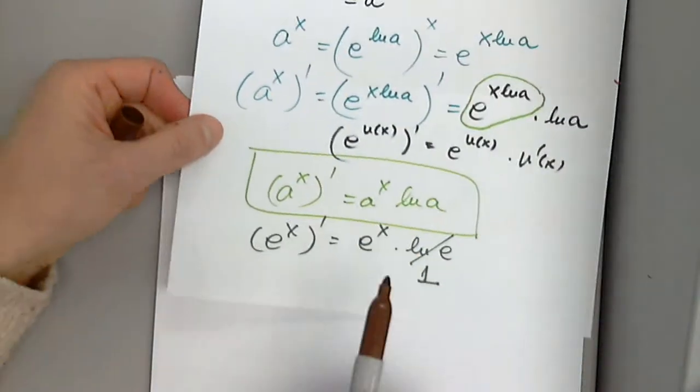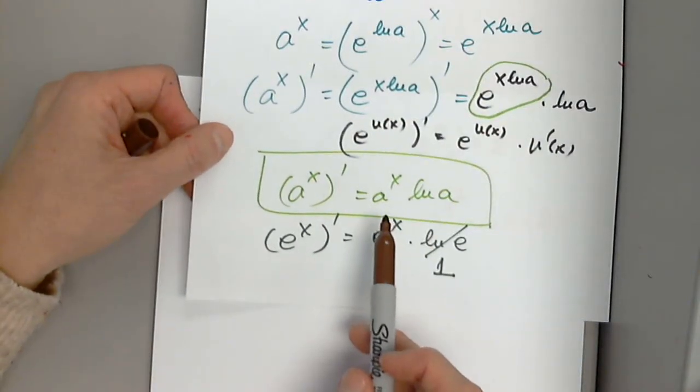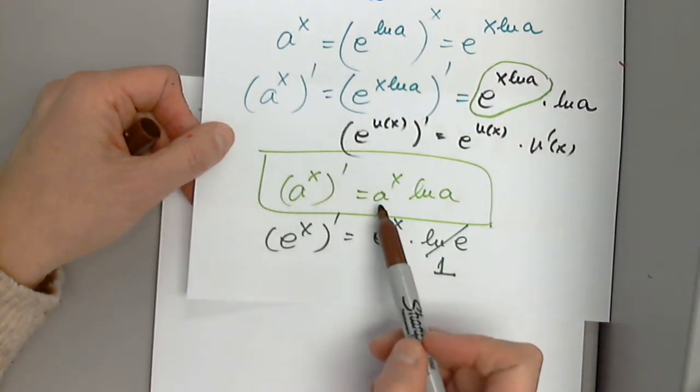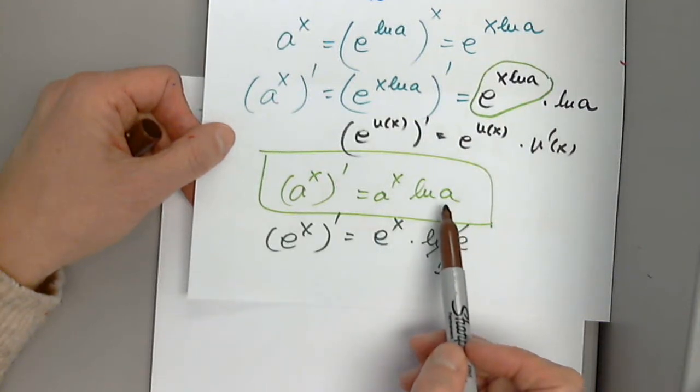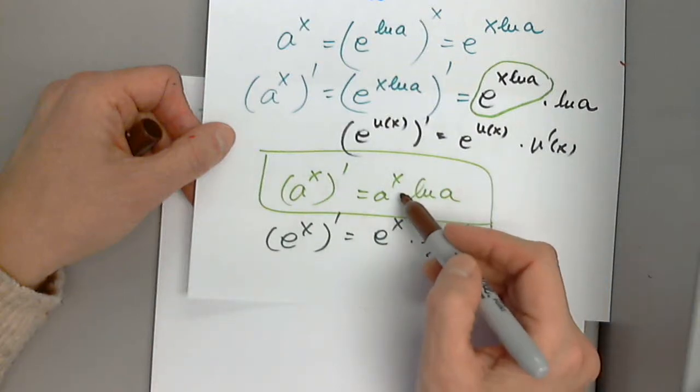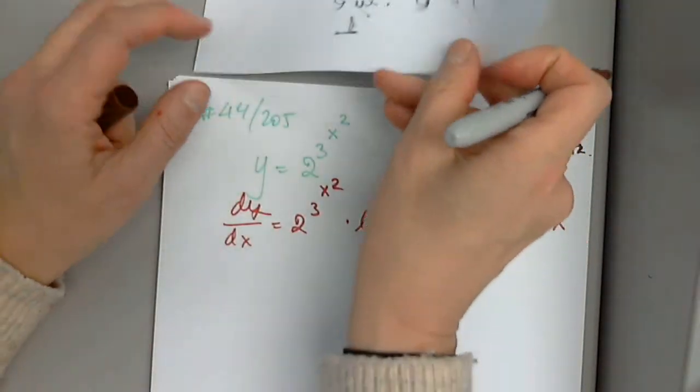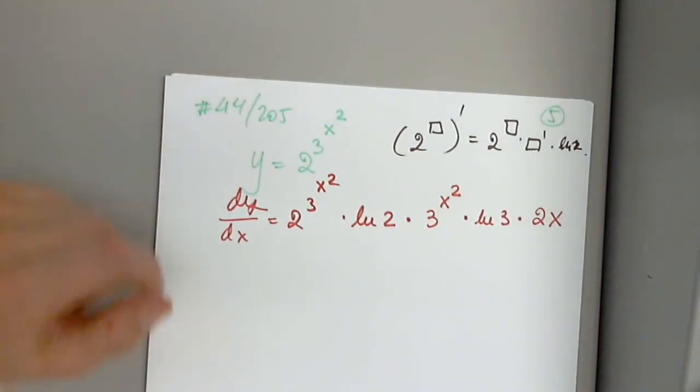This is the formula we just wrote. So e to a function, prime, is e to a function times the function prime times natural log. I could have inserted u prime in here and then natural log, but I didn't want to forget it, so I put in natural log first.